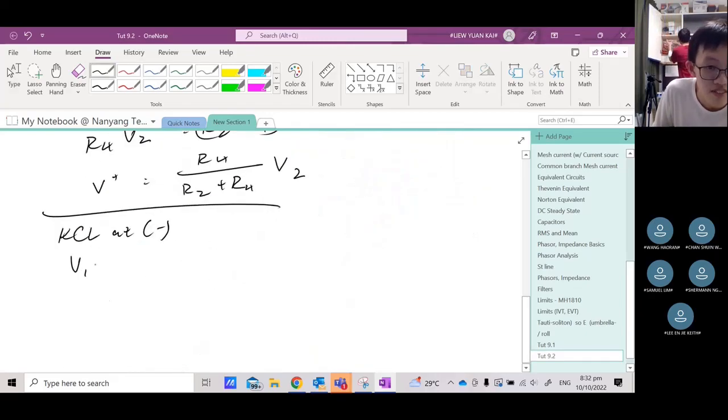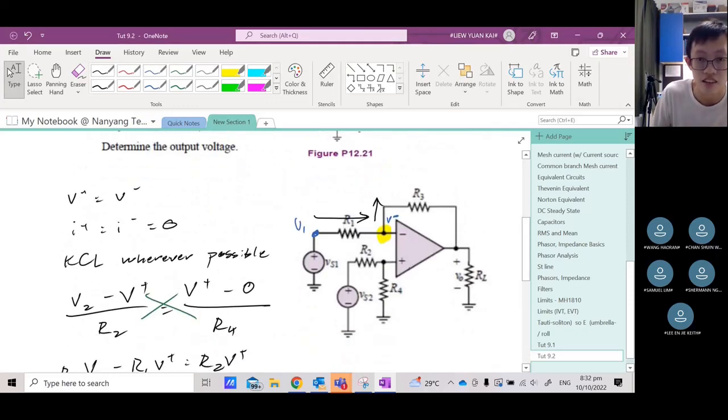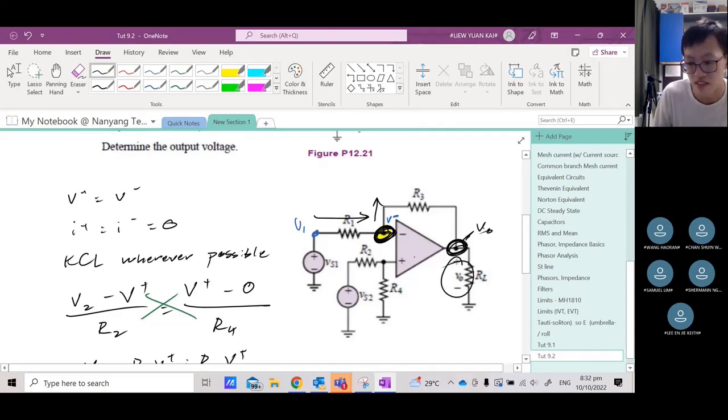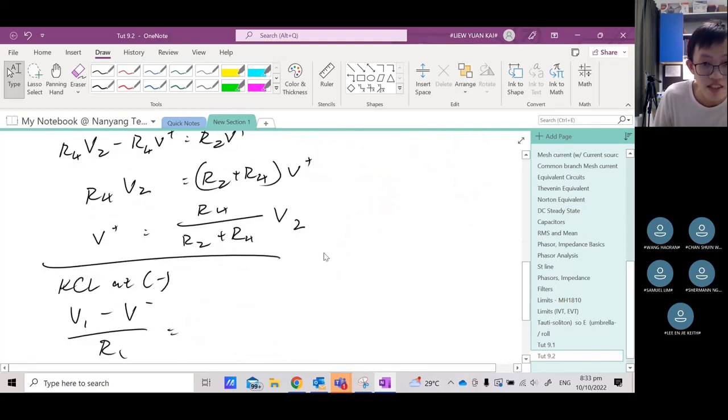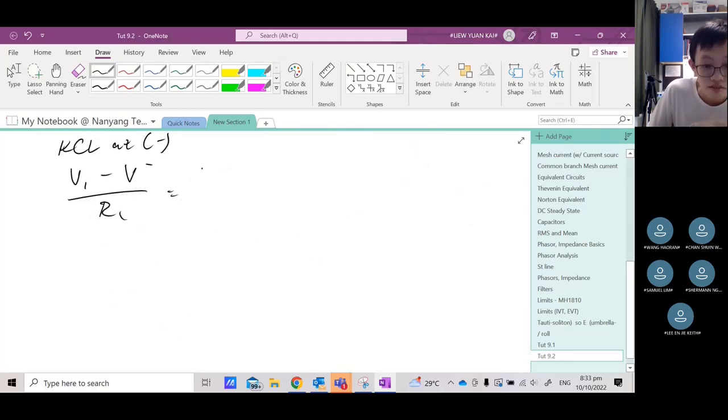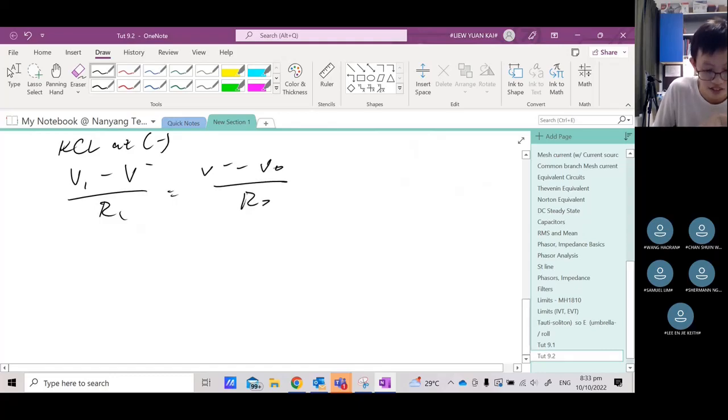Means (V_start minus V_n) divided by R1 equals to... let us check the current going out. So current going out, it starts from here and then ends at here. This voltage is V_out, right? Because they indicated here V_out. So V minus V_out over R3.